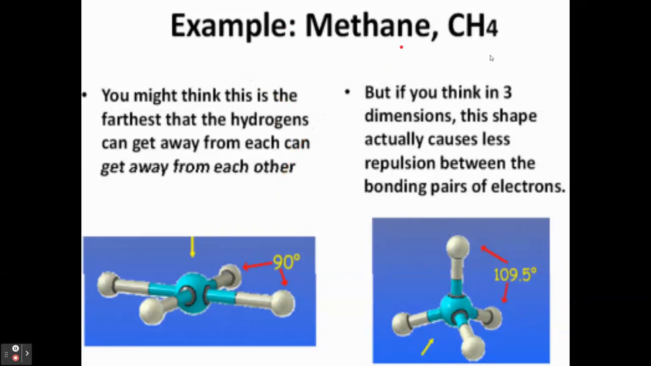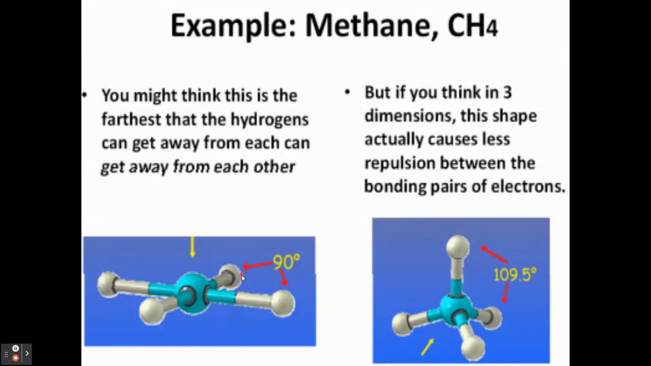So if we look at this molecule over here, methane, I mentioned before, some people might think, well, methane, the best way to draw it is this flat shape over here, with these 90-degree angles between the atoms. But if you do that, there's actually too much repelling that happens. And because there's too much repelling that happens, it's not the most stable structure.